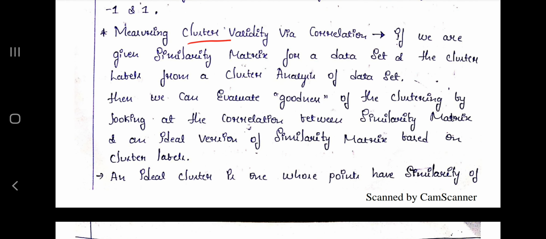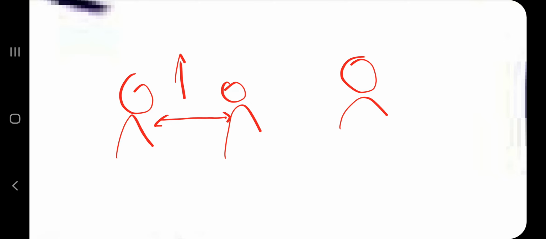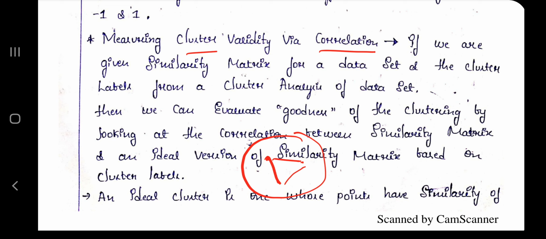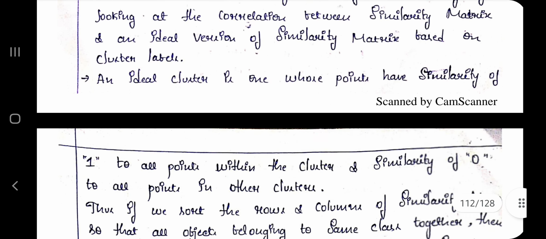Then measuring the cluster validation via correlation. What do you mean by correlation? If you have a very best friend, okay, this is you and this is your best friend and this is your another normal friend. The correlation between you and your best friend is high and the correlation between you and your normal friend is slightly low, right? That is the correlation. How close you both are, that is what correlation is. And measuring the cluster validity via correlation means in the cluster, the data points that are there, how closely they are related to each other, that measure is called correlation. By that you are measuring if the cluster is good or not.